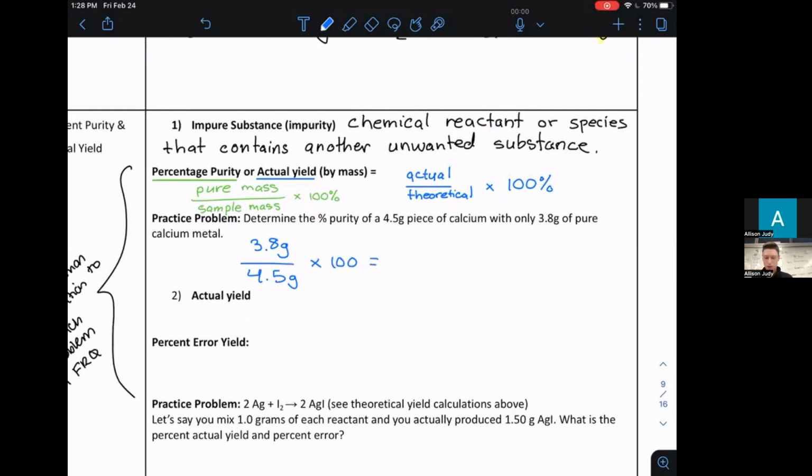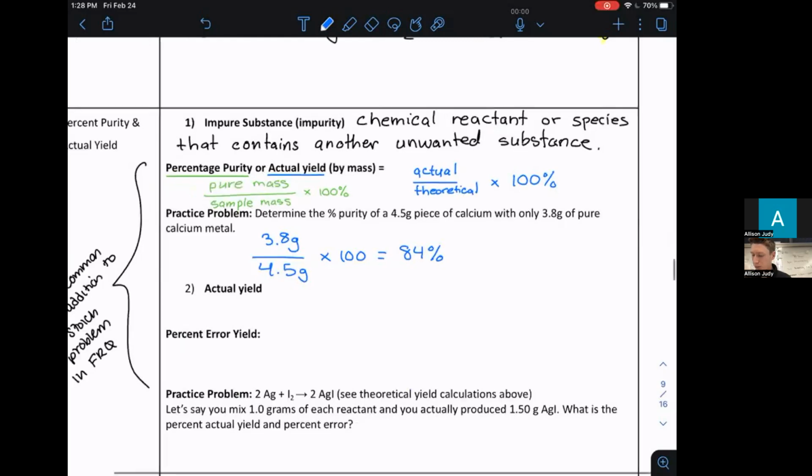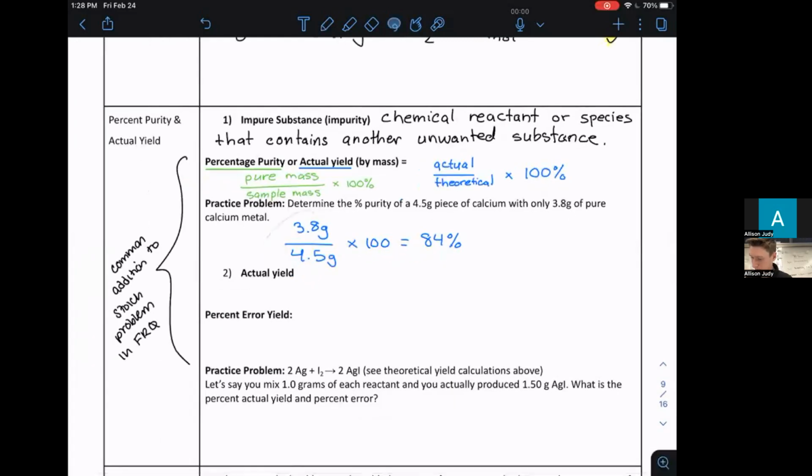And this would give us 84%. Okay, it's the same thing. So whatever calcium we were given is only 84% pure.